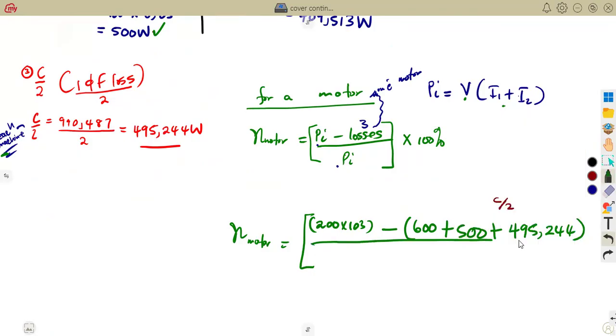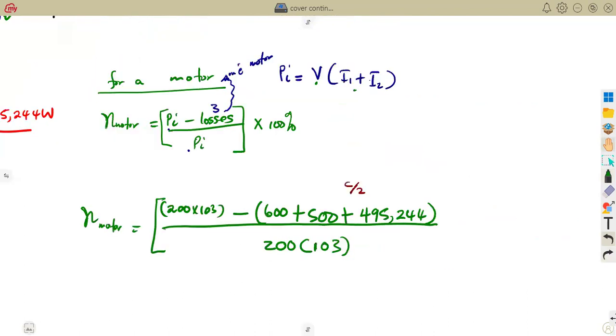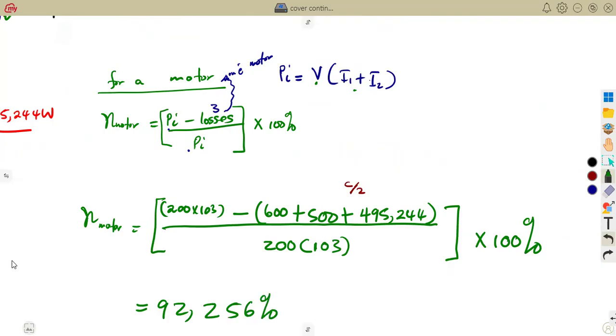Everything over what? According to this formula, everything is over the input, this same input that you had. Remember, our input, we said, is 200 times 103. Just like that. So this is what you're going to have at the end. You can calculate your efficiency from there. Knowing your efficiency formulas, guys, it is important. That was going to give us 92.256%. That's for a motor, when considering this as a motor.